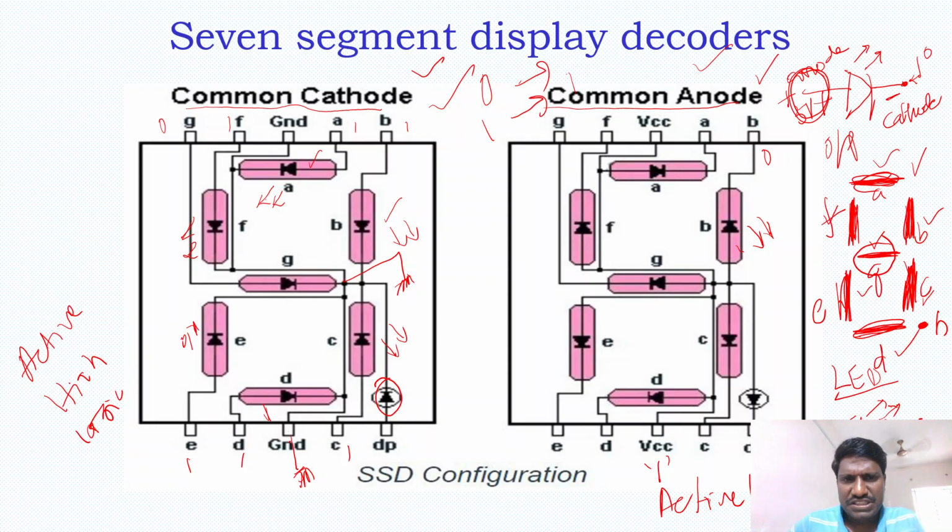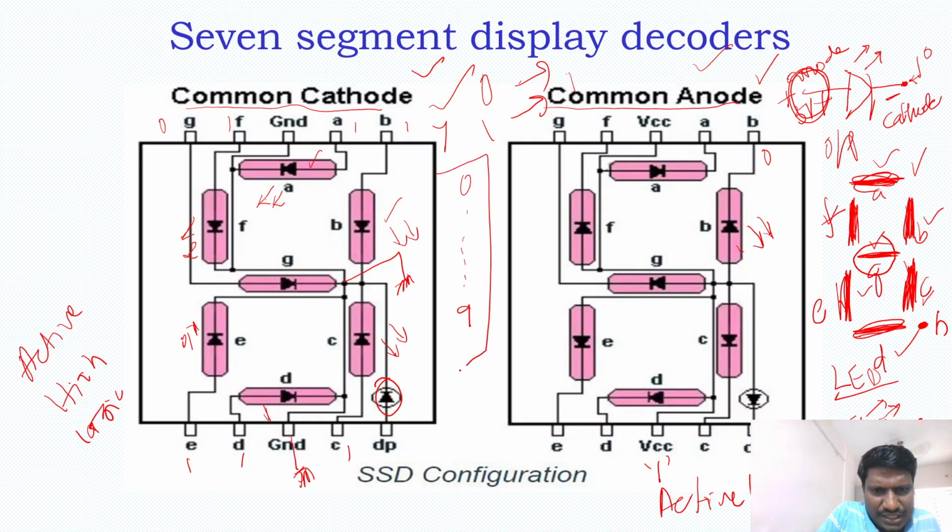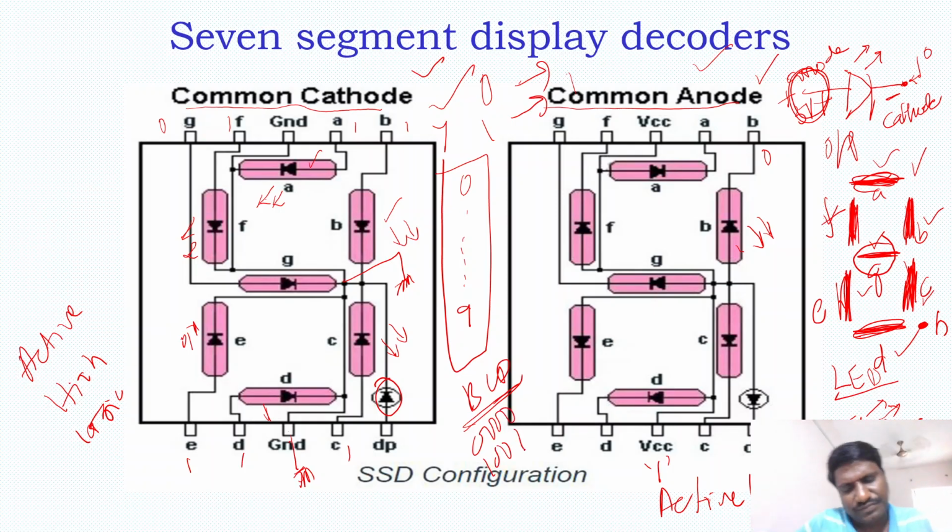So how many inputs does it have? 7 inputs. But what is the value that exactly I would like to convey? 0 to 9, which I would like to display. What is this 0 to 9? Binary coded decimal. How do you represent 0 to 9? I can do it by using 4 bits, from 0000 to 1001.